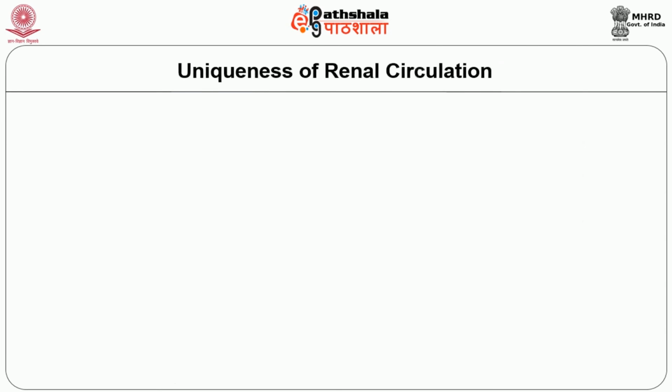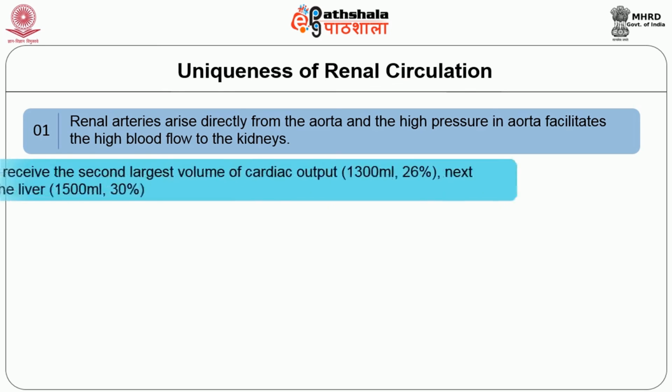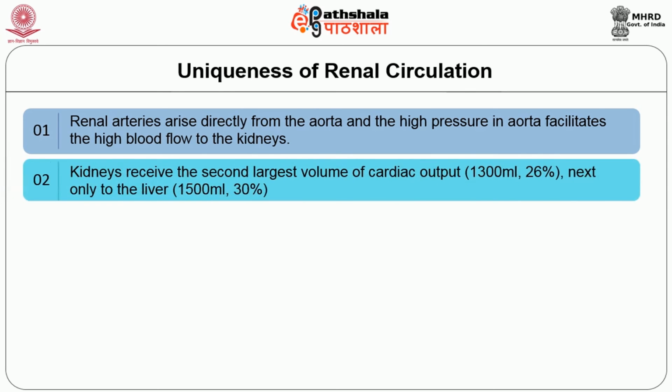Finally, let us understand about the uniqueness of renal circulation. The renal circulation is unique in that renal arteries arise directly from the aorta, and the high pressure in aorta facilitates the high blood flow to the kidneys. Kidneys receive the second largest volume of cardiac output, that is 1.3 liters, 26%, next only to the liver, which receives 1.5 liters or 30%.